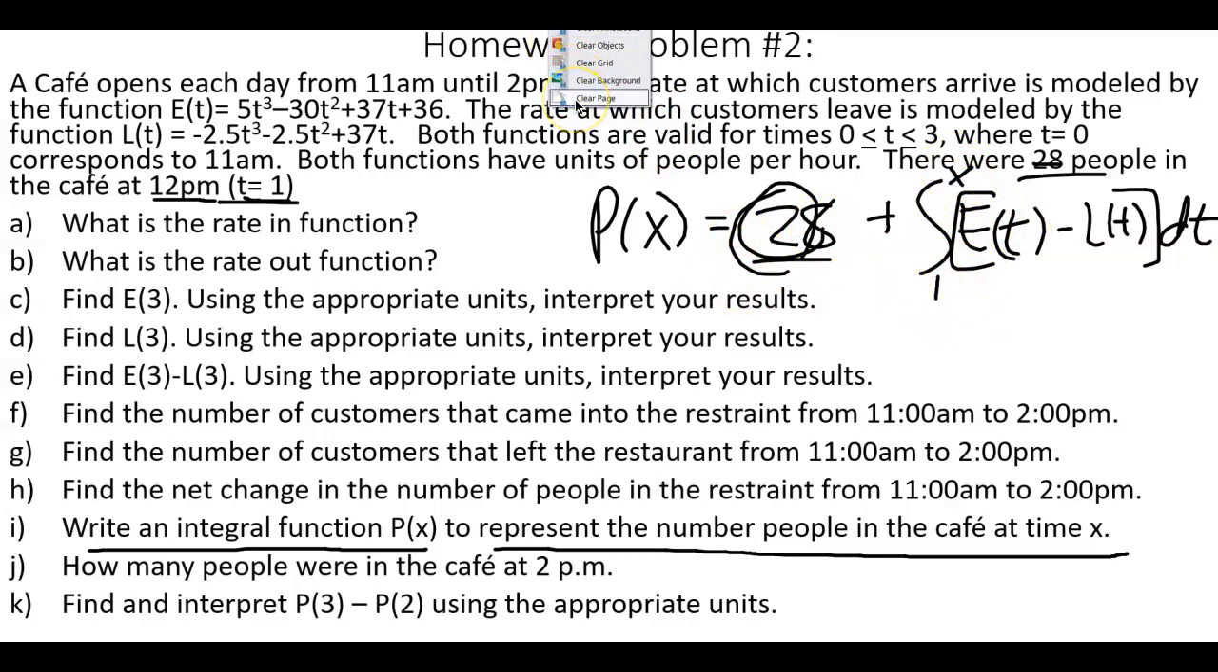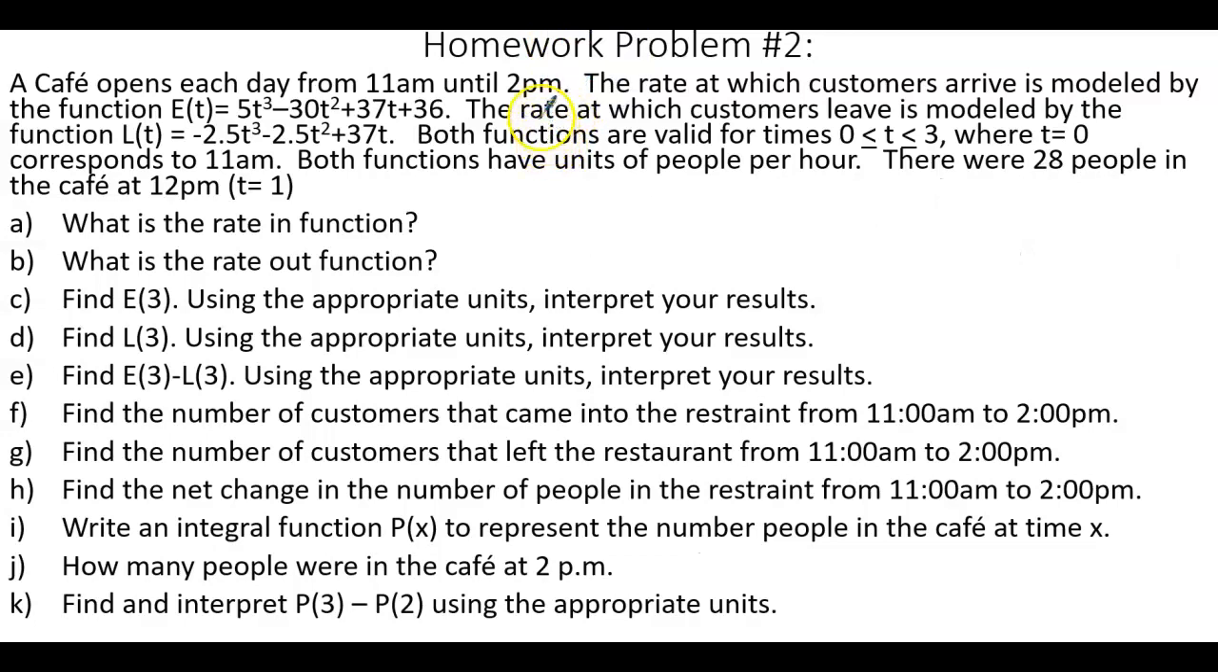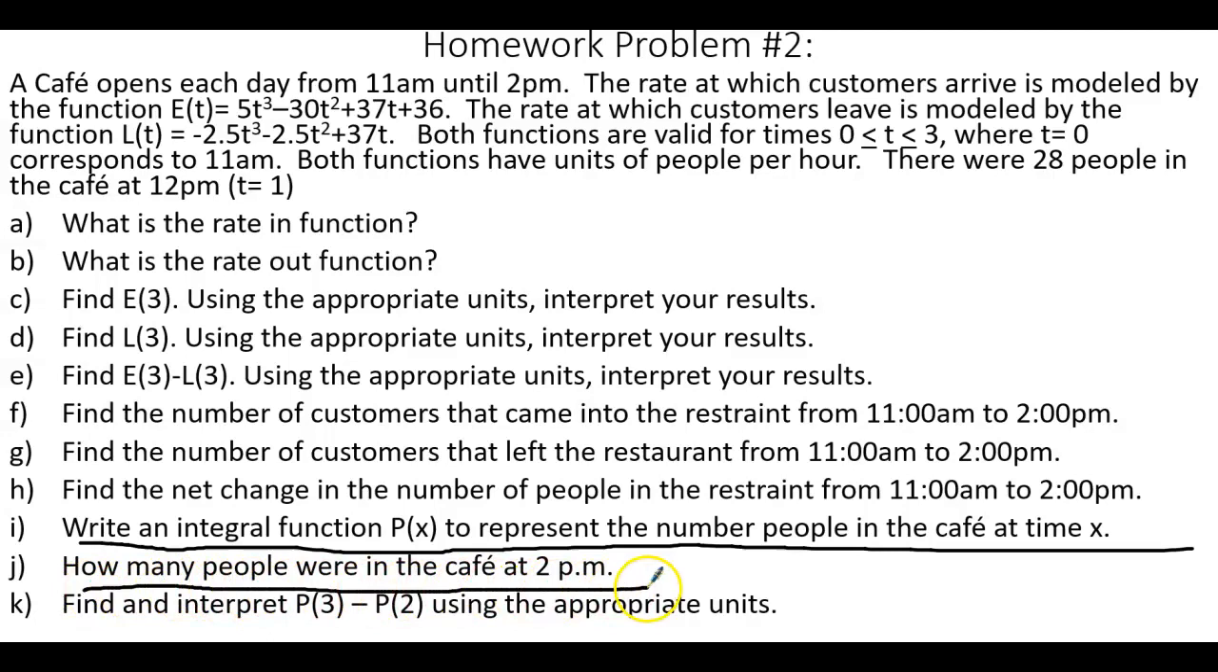All right, let's go ahead and move on to part J here. So now the question is, now that I have a function that can tell me how many people are in the cafe at any given time, let's answer that question. How many people would be in there at 2 p.m.? Now we have to remember that 2 p.m. actually means t equals 3 hours. So p of 3 is the total number of people in the cafe at 2 p.m. or t equals 3 hours.